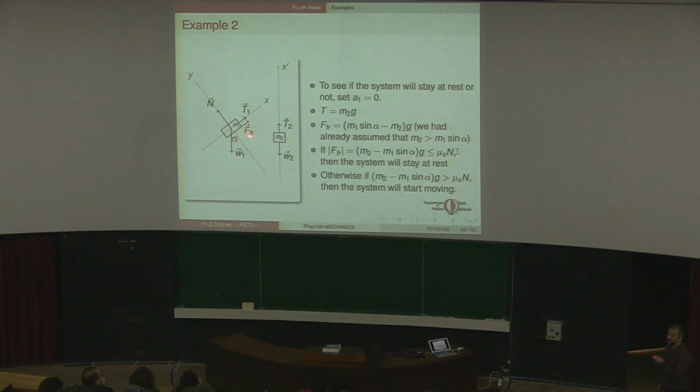Even if the second mass is heavy, the system is trying to accelerate in this direction. If I have such a friction force, then the system will stay at rest. Well, remember, we had assumed before that m2 is large enough, m2 is larger than m1 sine alpha. It just tells me that the component of friction along the x direction is negative, which is telling me that the friction force is not really pointing in this direction, it is pointing in the opposite direction. So I think things are going consistently.